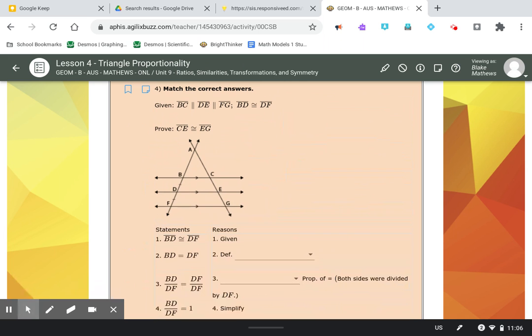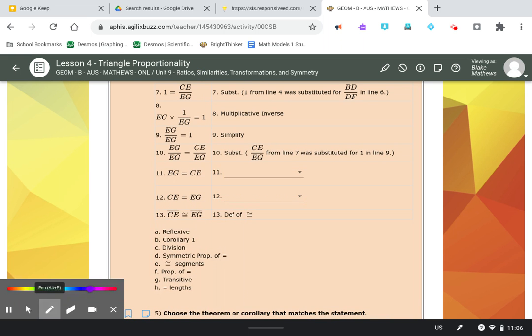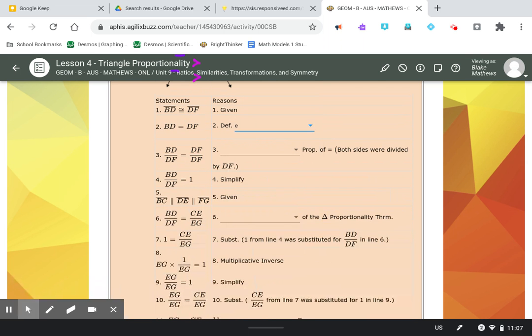Another proof, last one. We have BC is parallel to DE and FG. And we have that BD is congruent to DF. That's a given. Then we convert that into an equality statement. So that's going to be the definition of congruent segments right there. That's going to be answer choice E.